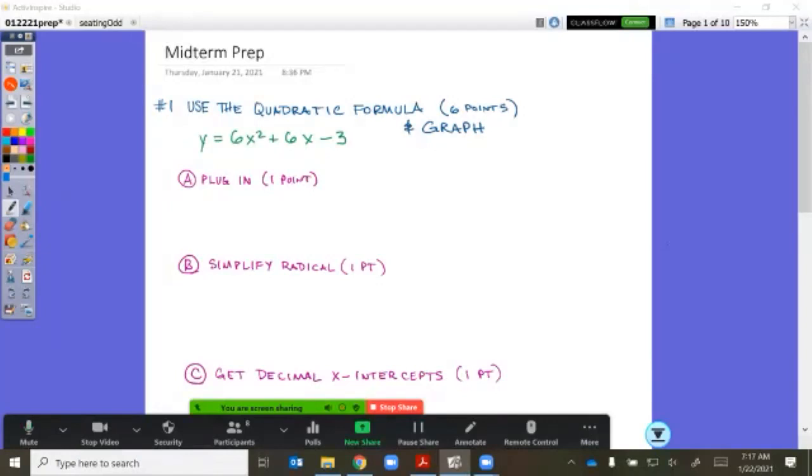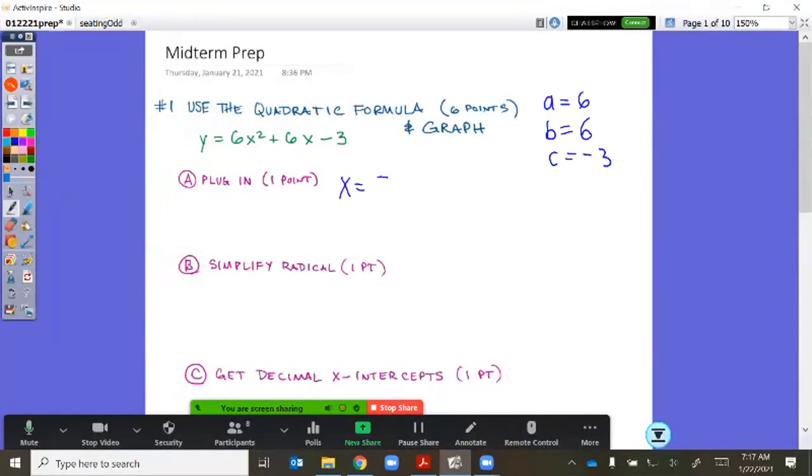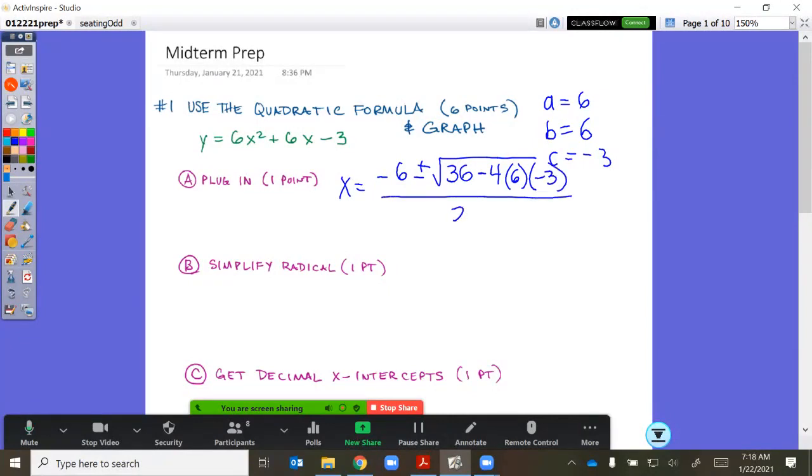Okay, so plugging it in, we say that A is 6, B is 6, and C is -3. So plugging it in, we say X is equal to -B, which is -6, plus or minus the square root of B squared, which is 36, minus 4 times A, which is 6, times C, which is -3, all over 2 times 6.